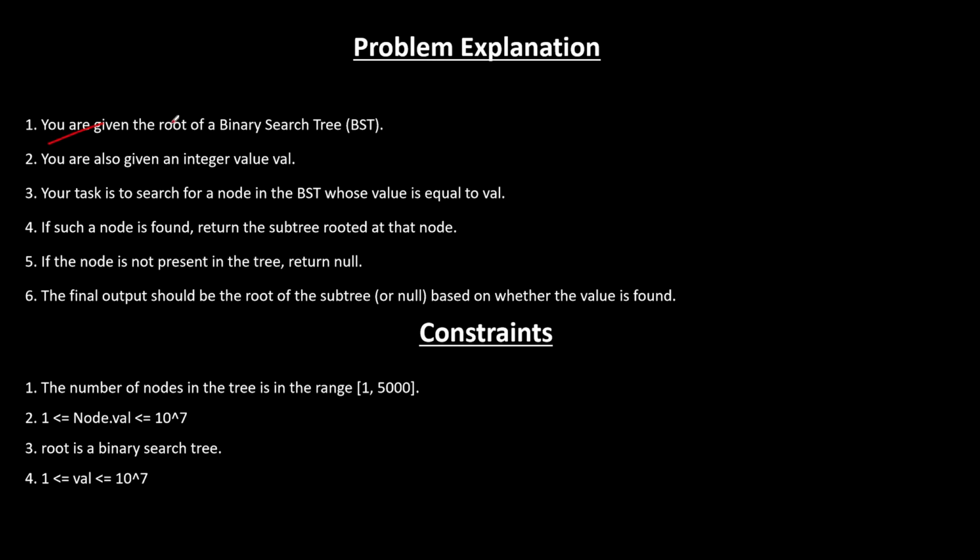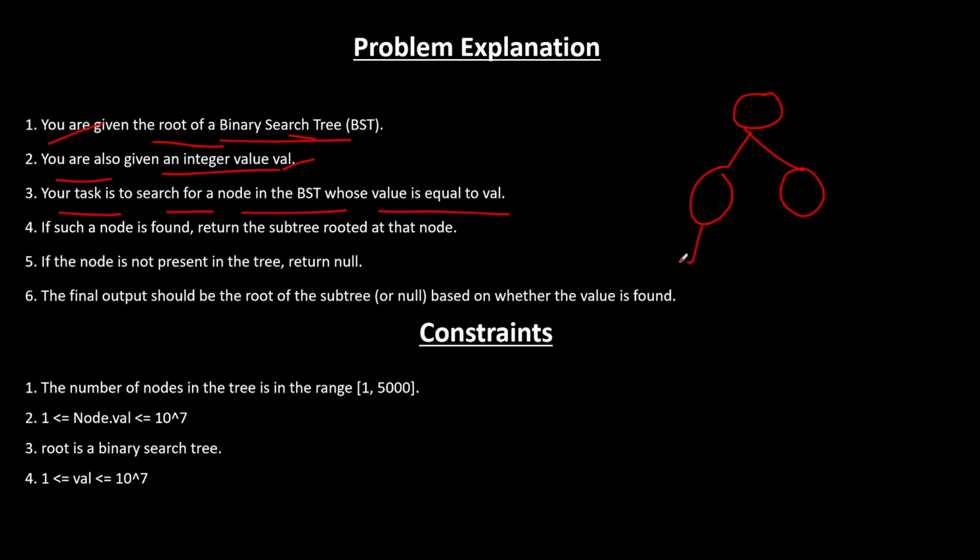So you are given the root of a binary search tree. You are also given an integer value, which is val. Your task is to search for a node in the binary search tree or BST whose value is equal to val. Basically, you have to find the node which is equal to the given val.